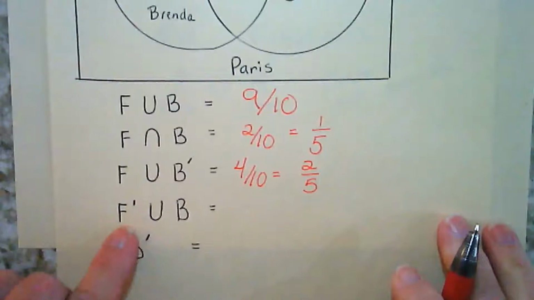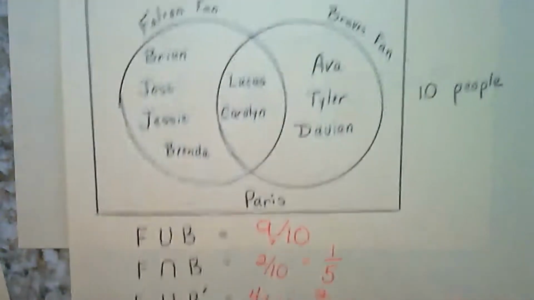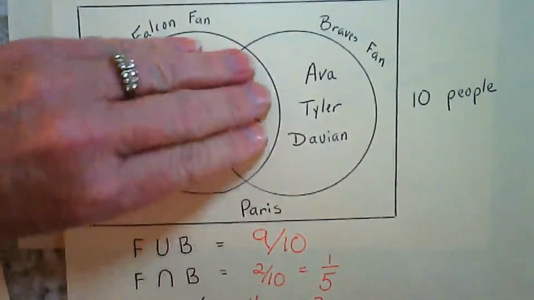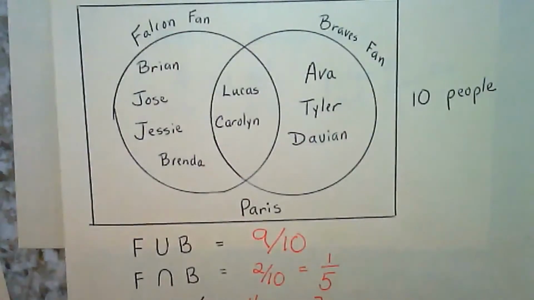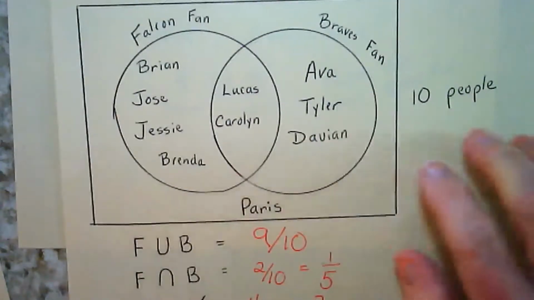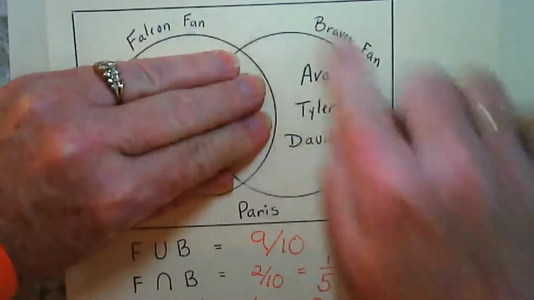Okay, how about the opposite? How about not Falcon fans unioned with Brave fans? So not Falcon fans. These guys are not Falcon. If you are not a Falcon fan, you are outside of the circle.